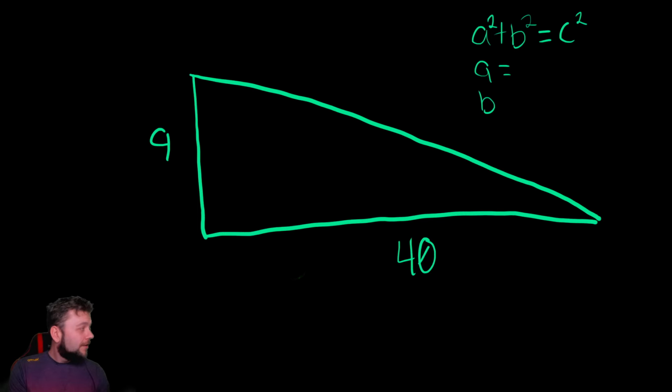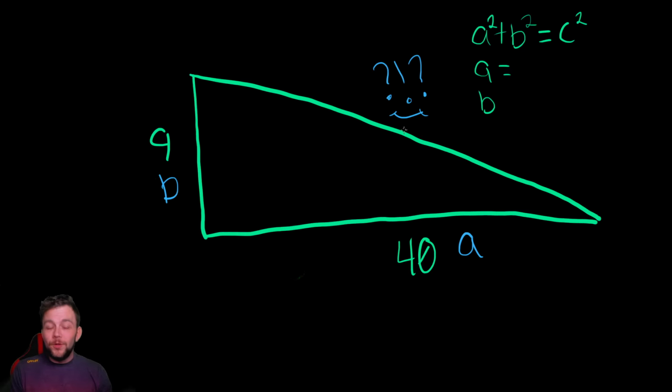Our a equals, we'll put our a down here as 40. So this is our a. And our b is the only other one that's available. It is the 9. And then we are trying to figure out the hypotenuse. We're trying to figure out that middle piece right there. Check it out. Hey, it's a cool little math character of 2 question marks and an exclamation point. So our a is 40, and our b is 9.